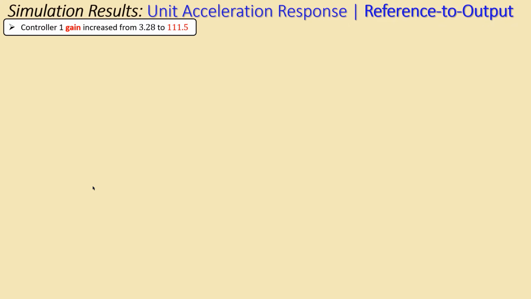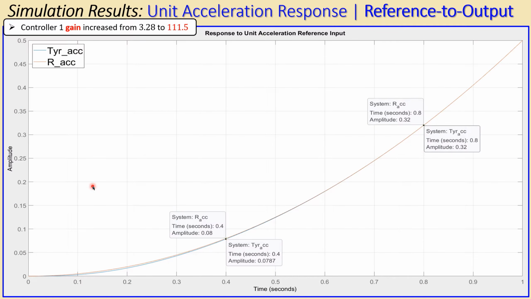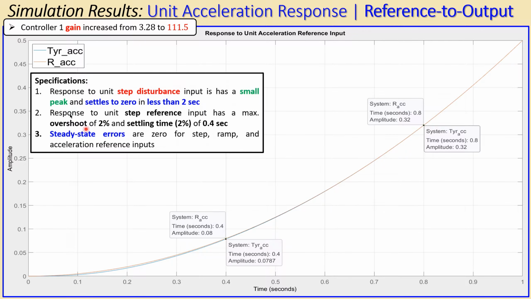All right, moving on to the unit acceleration response, again from reference to output. This is the plot again. The orange line is what we apply, so R acceleration as an input, and Y acceleration is our response. Again, I have labeled some values here. Again, the specifications for our future reference.